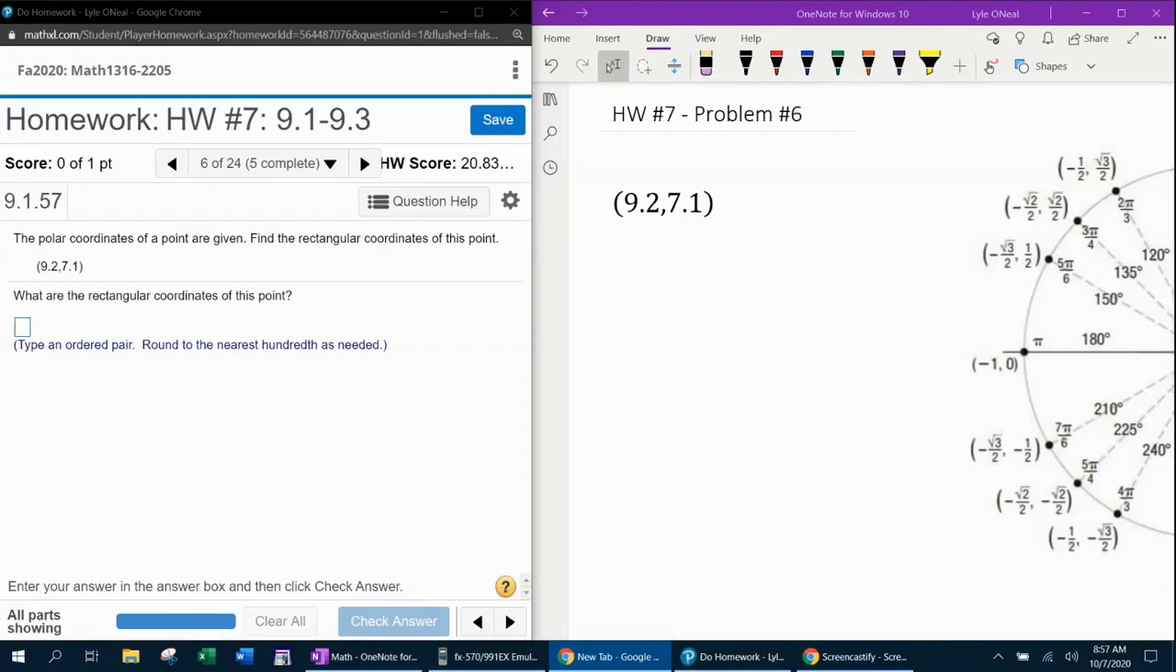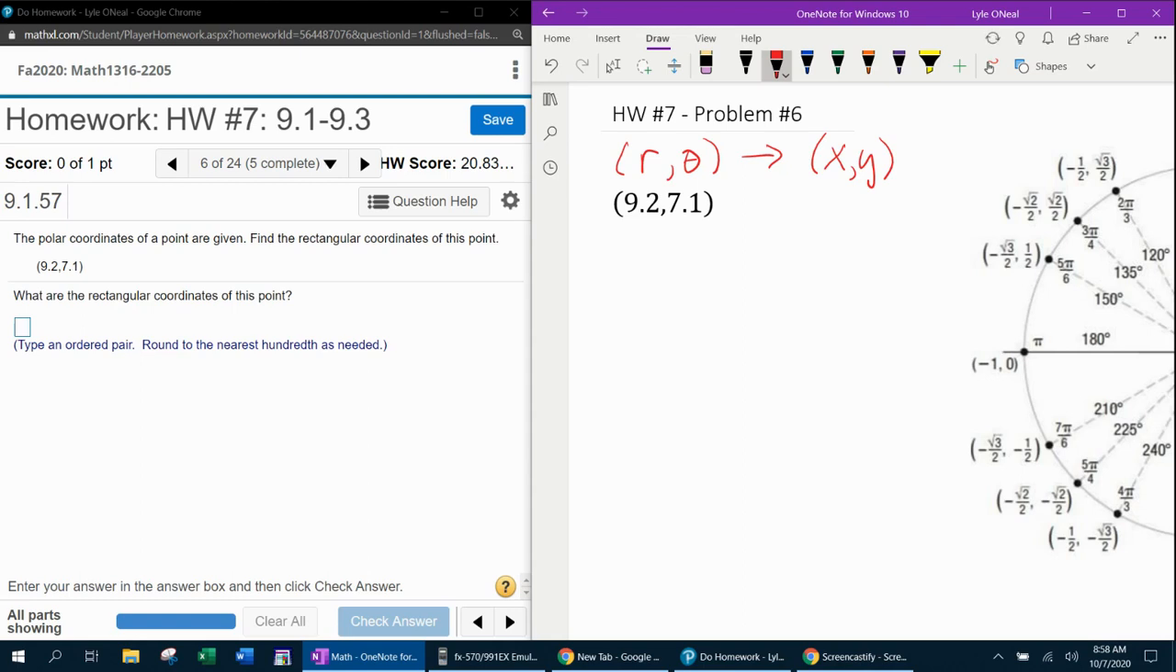Question number 6 from our 1316 homework number 7 in MyLab Math. It says the polar coordinates of a point are given. Find the rectangular coordinates. So here's basically what they're saying. It says polar coordinates are given. That means we're given an r and a theta. They want us to find an x and a y. That's rectangular. This is polar to rectangular.